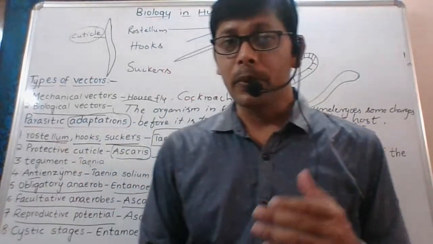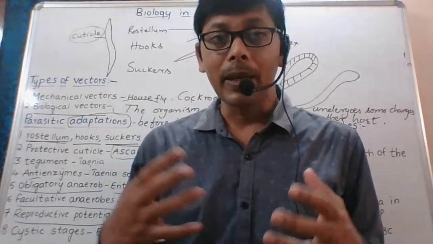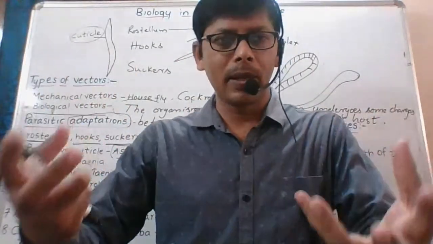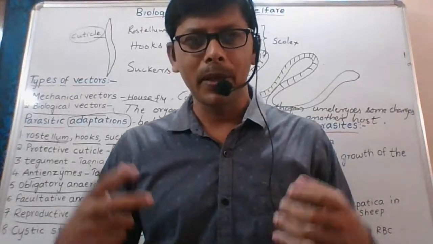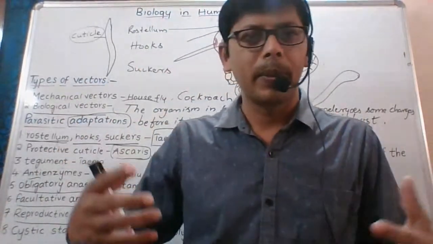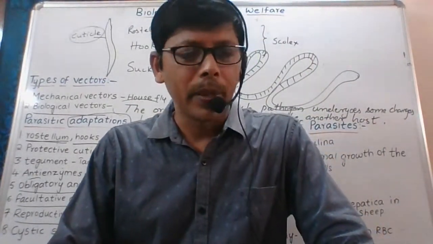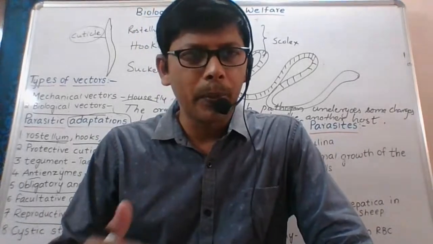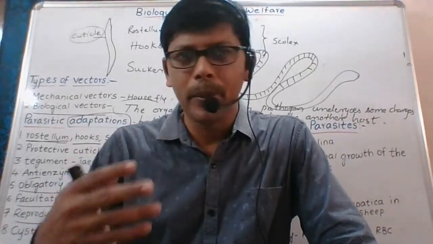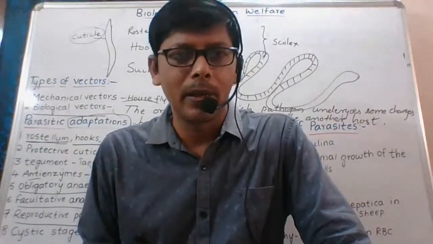Okay, this Ascaris produces 2 lakh eggs. That means it has a high reproductive potential. Potential means its strength. It has more ability to produce more young ones. Human beings have a very low reproductive potential. A female human being cannot produce 2 lakh babies in her life cycle. The reproductive potential is very less.